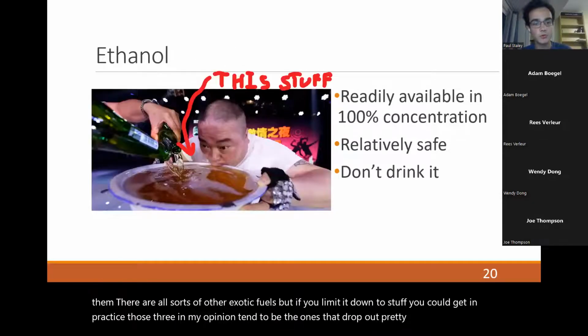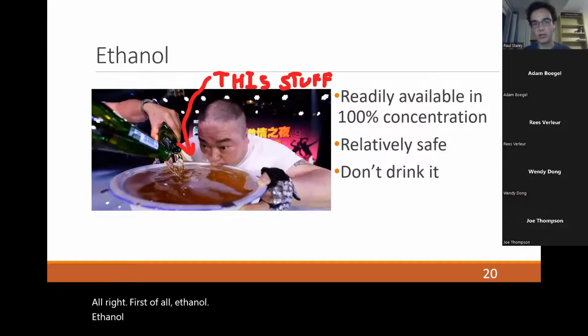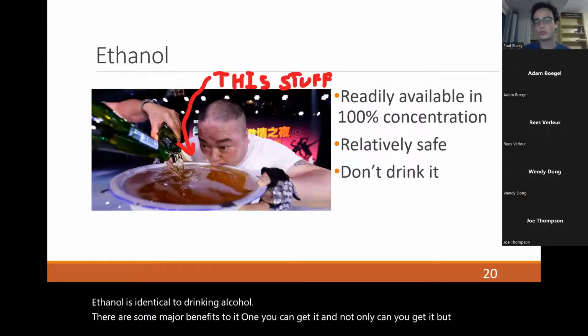All right, first of all, ethanol. Ethanol is identical to drinking alcohol. There are some major benefits to it. One, you can get it, and not only can you get it, but you can get it in 100% concentration.